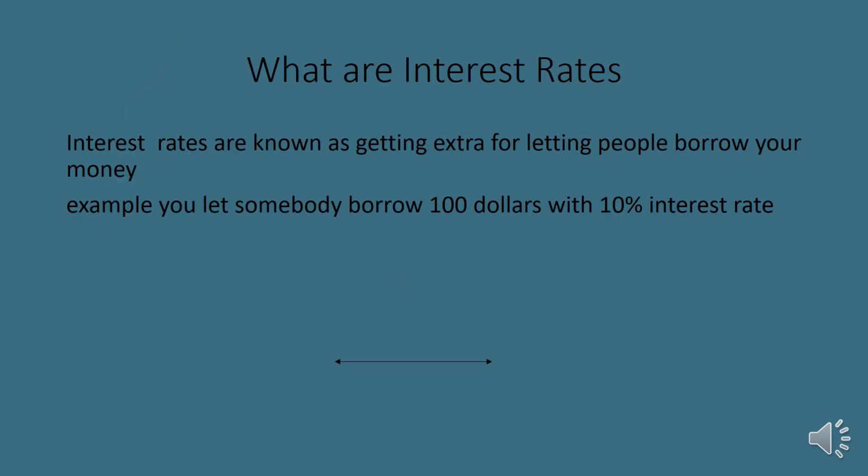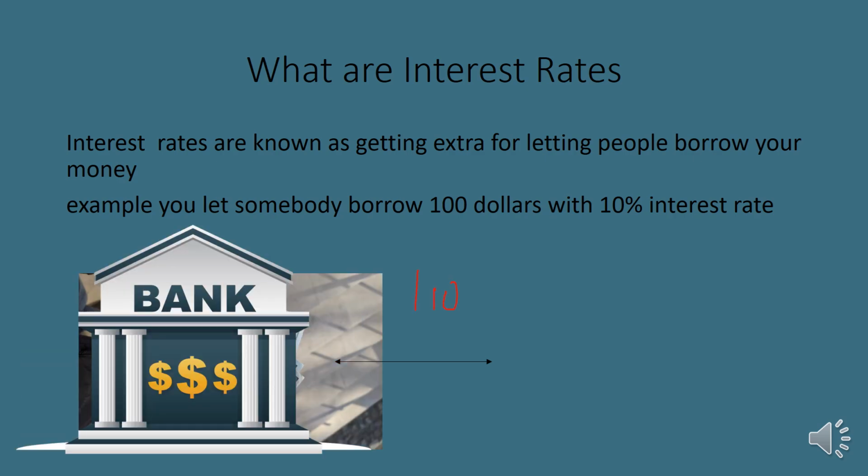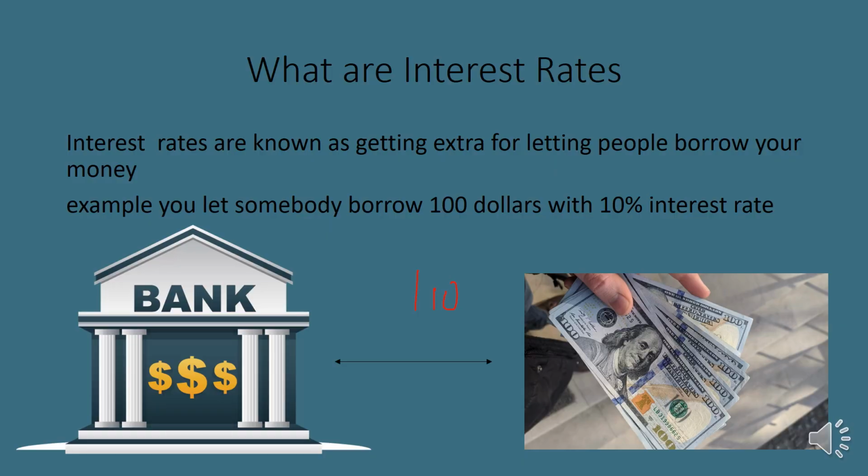What are interest rates? Well, an interest rate is basically how much profit the bank is going to make, or you're going to make, from the amount of money that you let someone borrow. Example: you lend somebody $100 with 10% interest, you'll probably get $110 back. Let me explain how this happens in the rest of the slides.